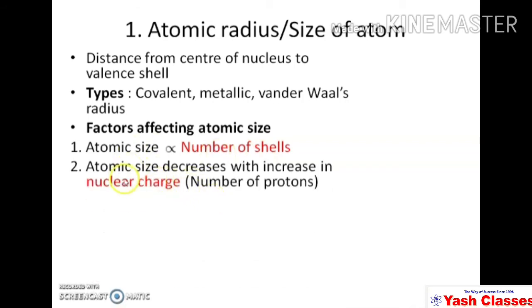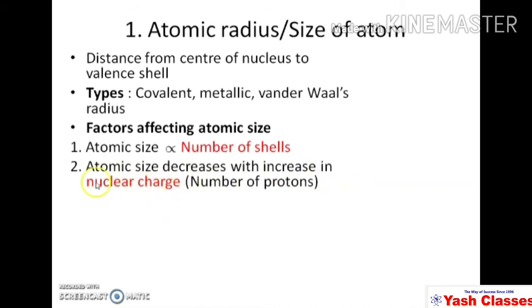Secondly, the atomic size depends upon nuclear charge also. Nuclear charge means number of protons present in the nucleus, and this nuclear charge increases from left to right in periodic table, because number of protons or atomic number increases from left to right, and from top to bottom also the number of protons and atomic number increases. So atomic size decreases with increase in nuclear charge. So from left to right in periodic table, atomic size decreases.